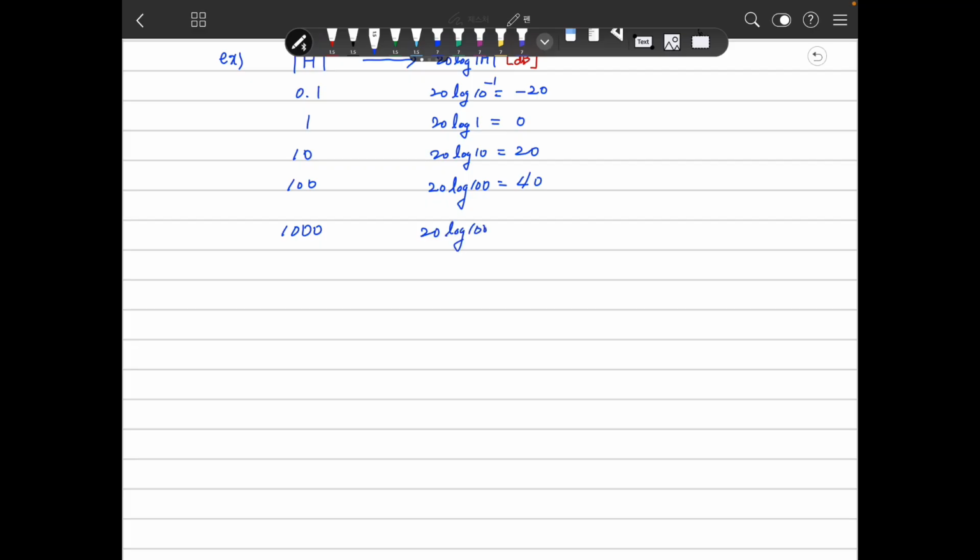20 log 1000 is 60. So where's that? 10 times, 10 times, 10 times, 10 times: plus 20, plus 20, plus 20, plus 20. That means when you multiply by 10, then in the dB scale, the variable is increasing only by 20.